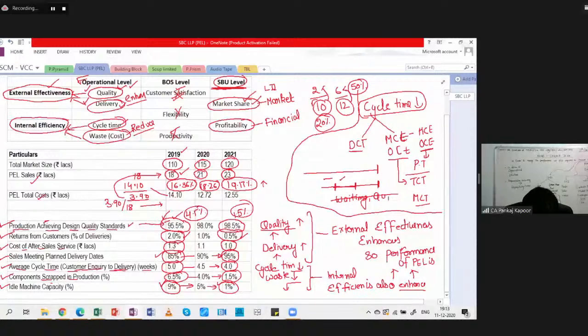Good. Anjali, good. Leela, good. Raviteja, fine. Thank you. Jayashri, you are also computing fine. Good.